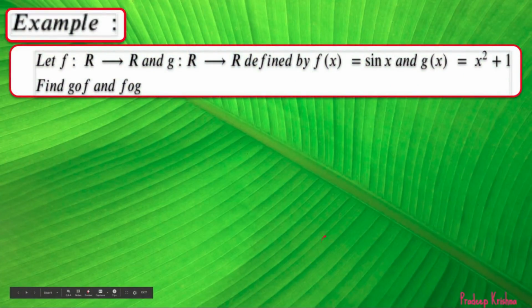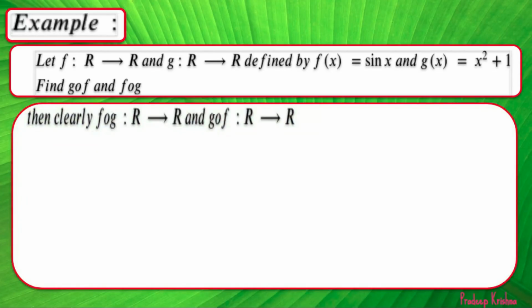Let f: R to R and g: R to R be defined by f of x equal to sin x and g of x equal to x square plus 1. Find f composition G and G composition f. ഇവിടെ രണ്ടും ഡിഫൈൻഡ് ആണോ? ഡിഫൈൻഡ് ആയിരിക്കും. കാരണം എഫിന്റെ ഡൊമൈനും റേഞ്ചും ജിയുടെ ഡൊമൈൻ റേഞ്ചും ഒക്കെ ഒരേ സെറ്റാണ്. That is set of real numbers. In both cases they are defined and it is from R to R. Both f composition G and G composition f are from real numbers to real numbers.